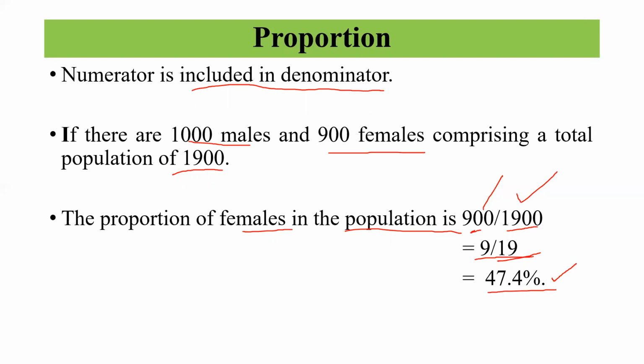So the basic difference between proportion and ratio: ratio means one quantity divided by another quantity, and there is no relationship between numerator and denominator, and in proportion the numerator is part of the denominator. So this is the definition and example of ratio and proportions.